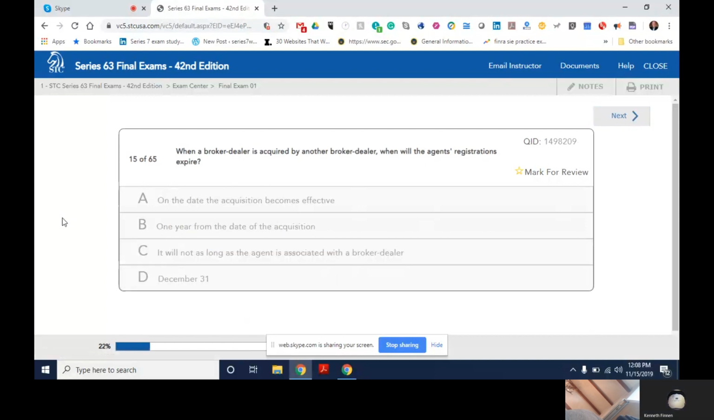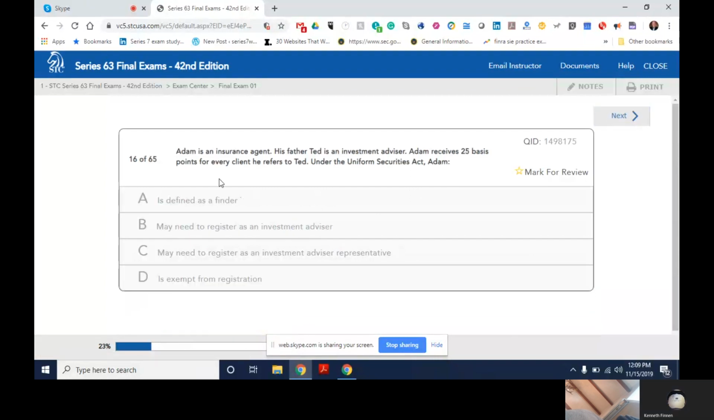When a broker-dealer is acquired by another broker-dealer, when will the agents' registrations expire? I'm not even going to go through this because whenever agents' registrations expire, it's the 31st, I better be right. Agents, IARs, BDs, all their stuff expires on the 31st. Securities expire 1 year from registration.